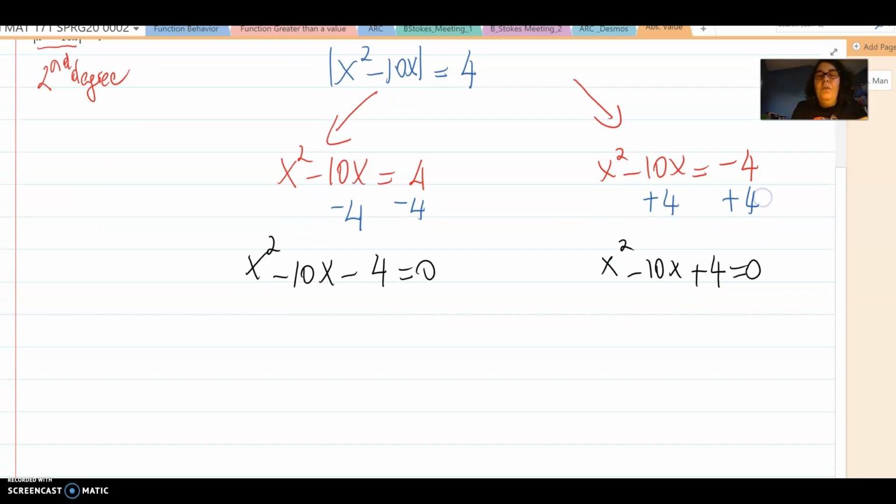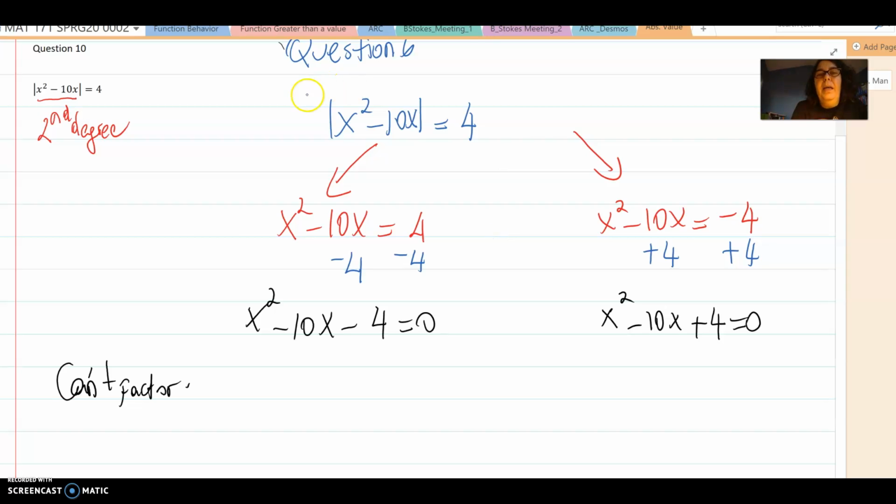Alright, so we cannot factor this equation. Thus, we're going to use the quadratic formula. Quadratic formula is something that you're going to learn in module 2. So how do we solve this problem? I would go ahead and think about this problem from here. So try to do it this way.